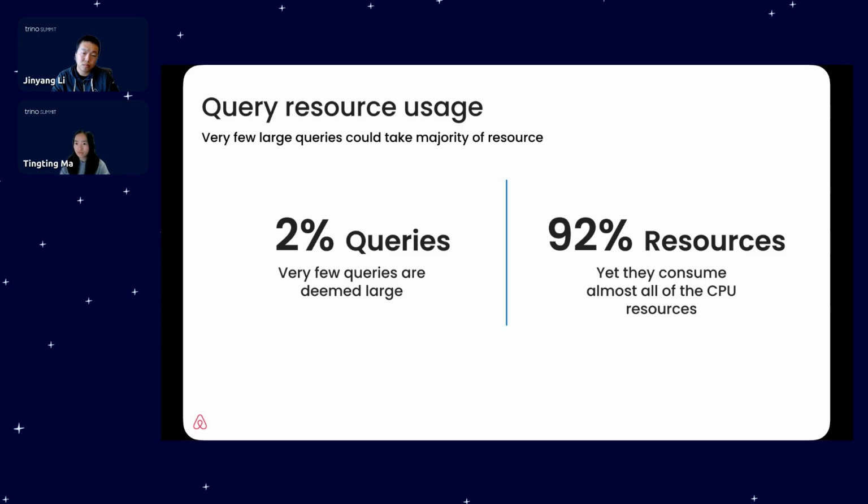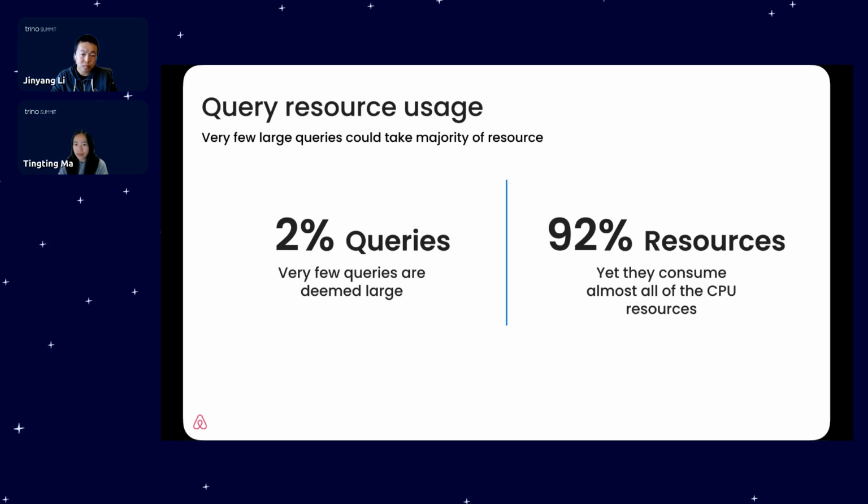Then we collected data from the past and learned that usually these problematic queries have high CPU usage. If we use 1 hour CPU usage as a threshold, we can put the queries into two categories. CPU usage below this threshold are small queries and others are large queries. And even though there are only around 2% large queries among all, surprisingly, they use around 92% of CPU resources. And that is why large queries can often cause problems.